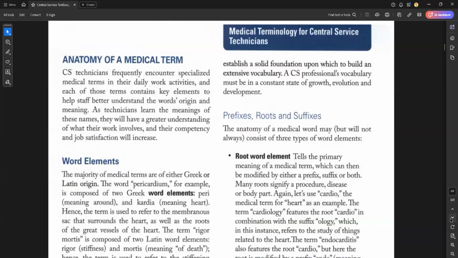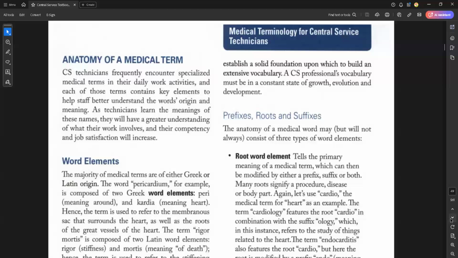Okay. Now, we have three word elements. Just as humans have names, medical terms, or the terms used in the medical field, we can dissect them or divide them. Some have three word elements, some have two, some could be one. But there are three word elements that we are going to study.